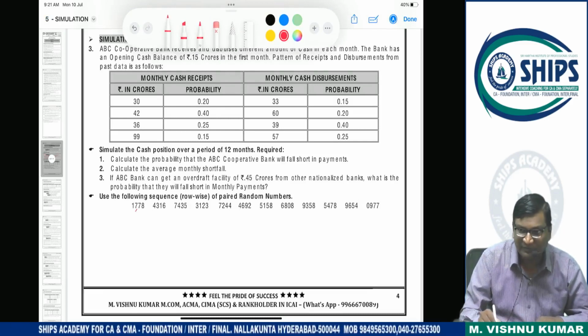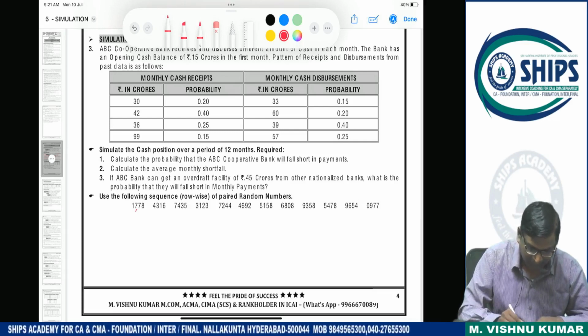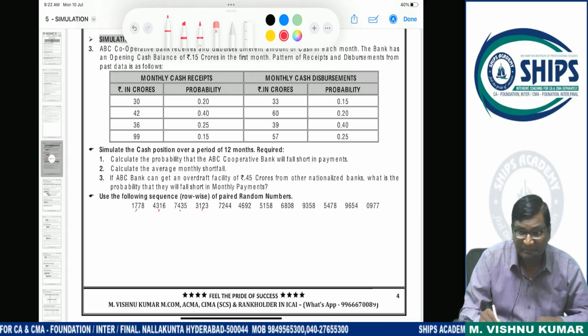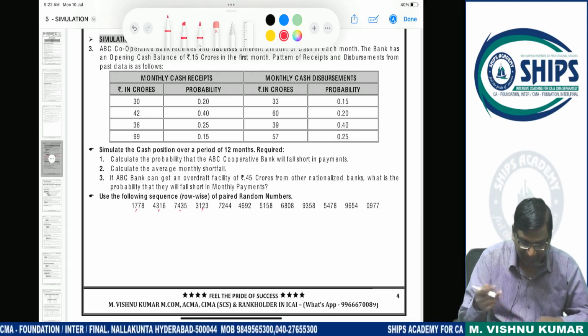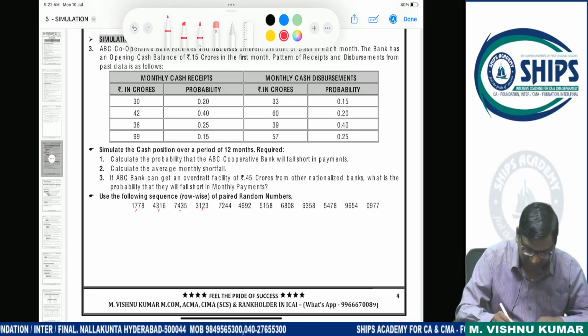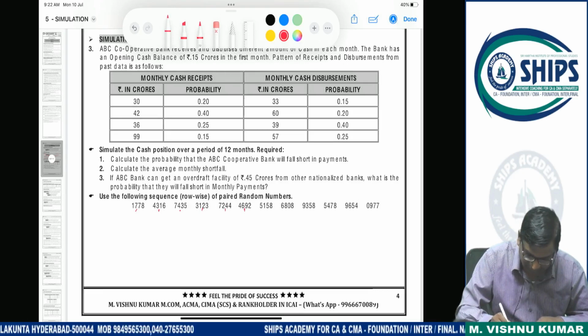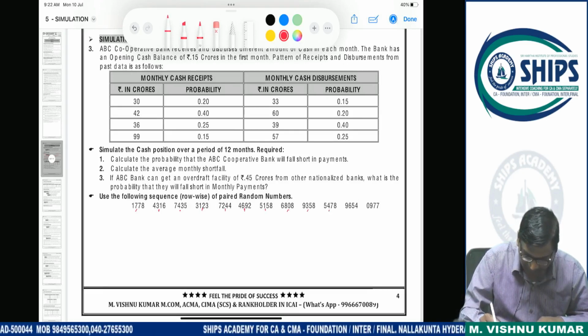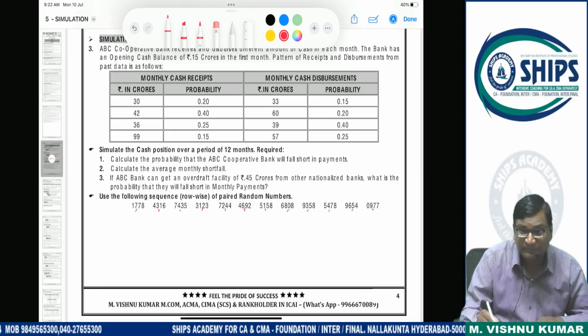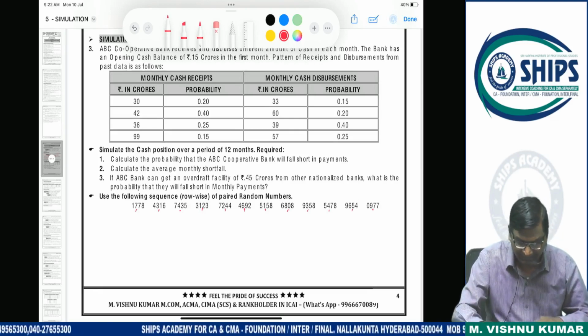So we have to break this up into 2. Okay. So we'll solve this question in the next class. Generally, I am explaining. These are two numbers, two sets of random numbers. One is for receipts, another is for payments. Okay. Understand?